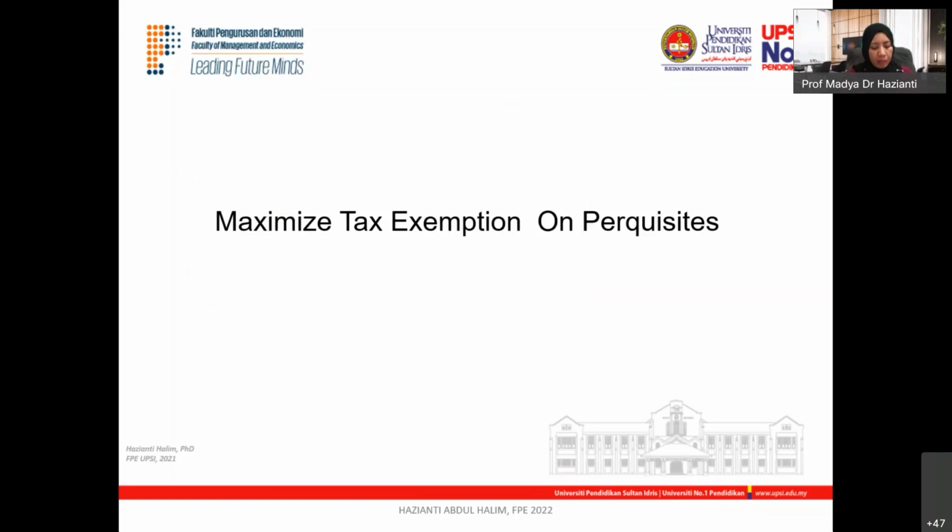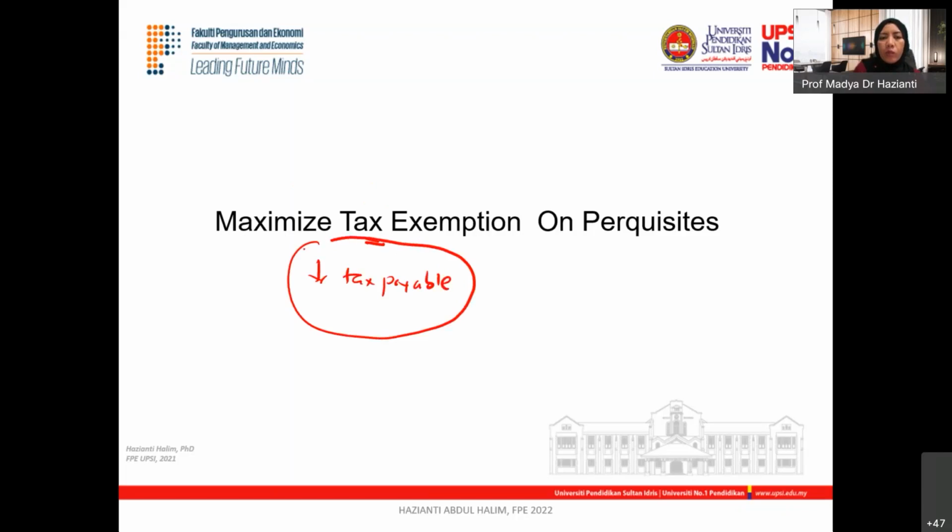Alright, since this is about tax planning, you need to know the different types of income so that you know how to calculate the tax charge. But because this is about tax planning, we also want to know what you can do to maximize the tax exemption. Our plan is to maximize the exemption and, at the end of the day, to minimize our tax payable. Okay, ini objektif kita lah when we talk about tax planning.